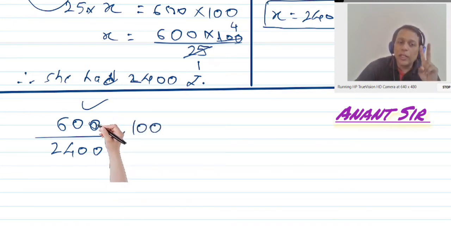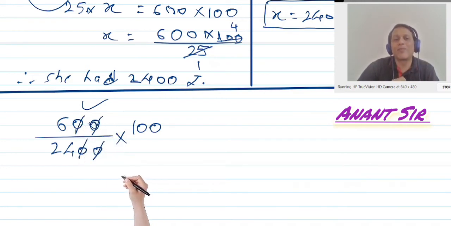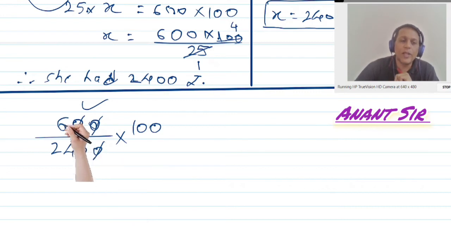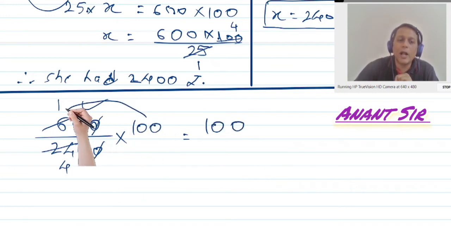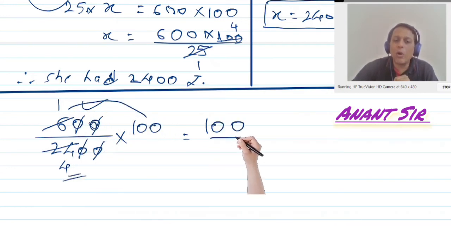2 zeros in the numerator, I can cancel with 2 zeros in the denominator, any 2 zeros. Now what happens? 6 ones are 6, 6 fours are 24. Now it is 100 ones are 100 divided by 4. What is it?